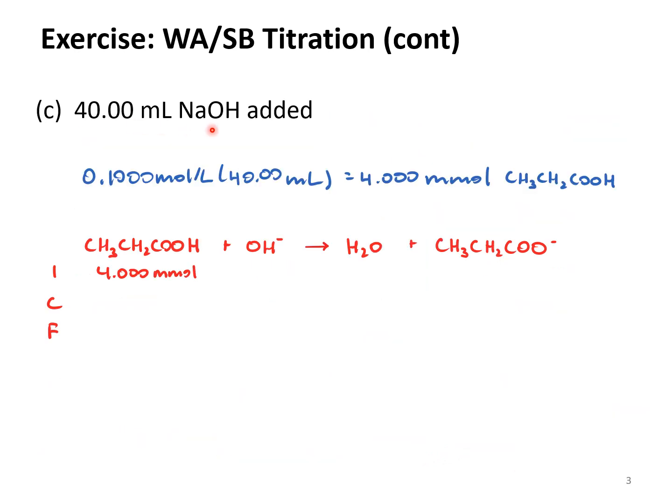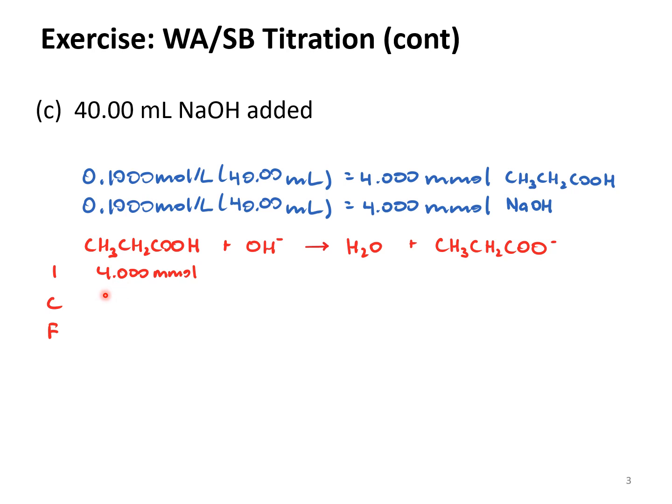When 40 milliliters of sodium hydroxide are added, we'll see that we have 0.1 moles per liter times 40 milliliters, which gives us 4 millimoles of sodium hydroxide. Now here we see that at the equivalence point, we have an equal number of millimoles of our weak acid, propanoic acid, and an equal number of millimoles of our strong base, sodium hydroxide. And since propanoic acid is a weak acid, we'll see that it reacts with hydroxide. So the reaction, just like in the previous case, was propanoic acid plus hydroxide reacts to produce water and the conjugate base, propanoate.